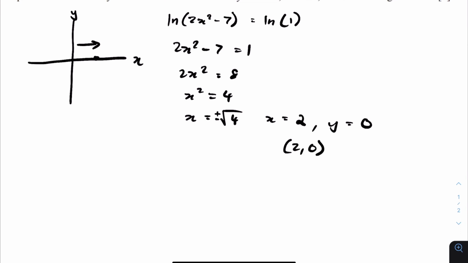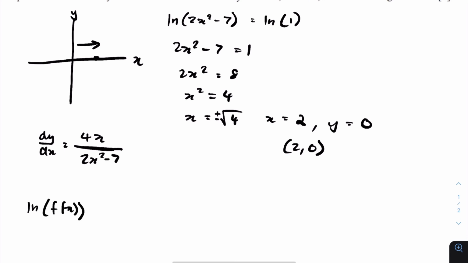And now we just need to differentiate. So dy/dx is equal to, and we remember how we differentiate ln: the differentiated part on top divided by the part in the bracket. So differentiated, it's 4x, and we divide it by 2x² − 7, because if we have ln of f(x), that's the differentiated version of f(x) over f(x). That's how you differentiate it.